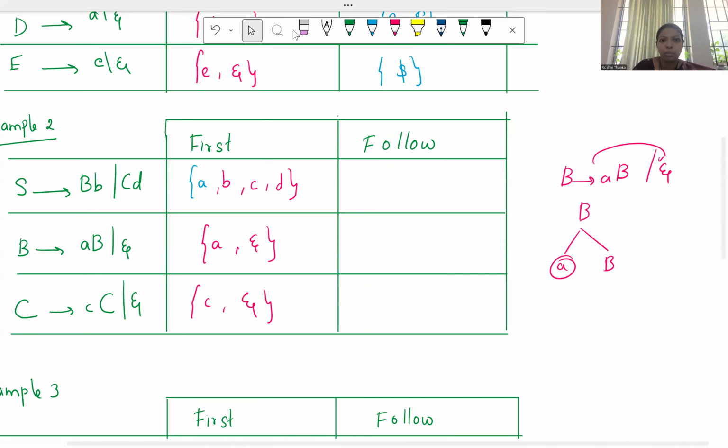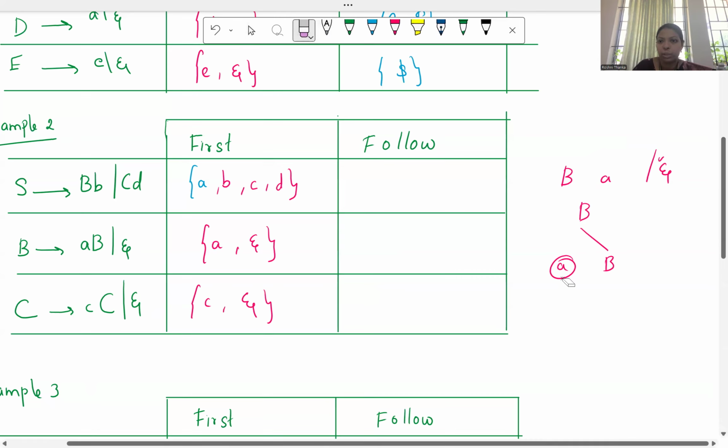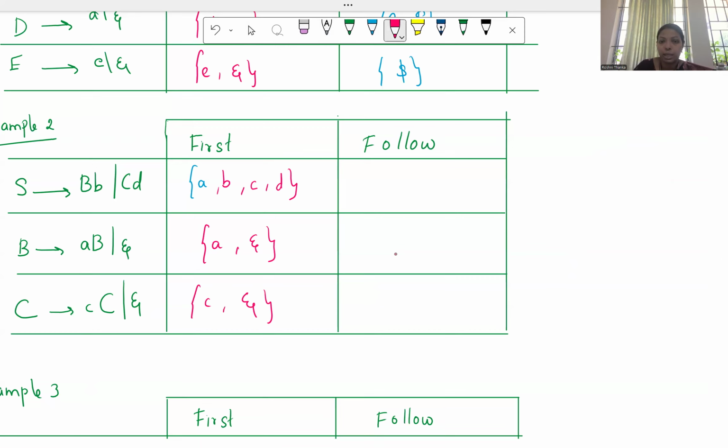Now we have to find the follow of every non-terminal. Follow means what? Who will be coming next to me? Next to me, or next to that particular symbol. That is follow. So now let us see here. Now we have to find the follow of S for this one.